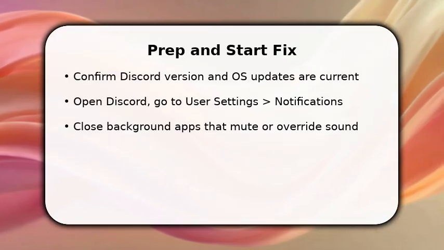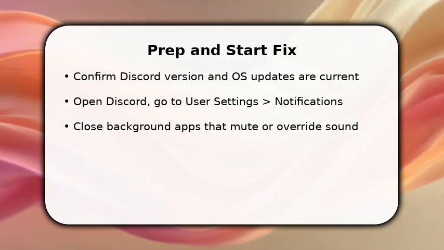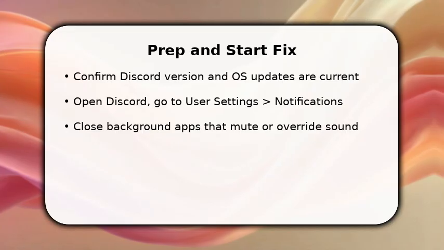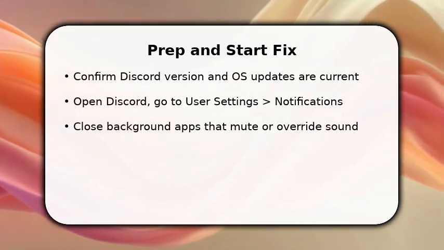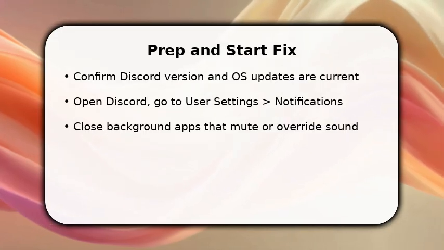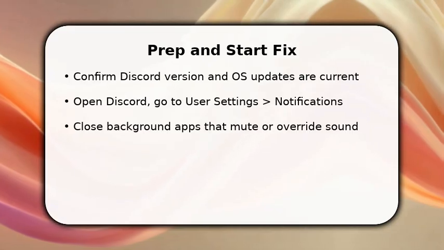You start by confirming Discord and your OS are up to date. This prevents known bugs. Once done, open Discord and go straight to user settings then notifications so you can control global behavior. Make sure to close background apps that might mute sounds or capture audio output because they interfere.